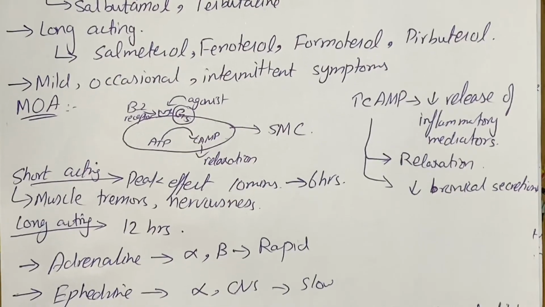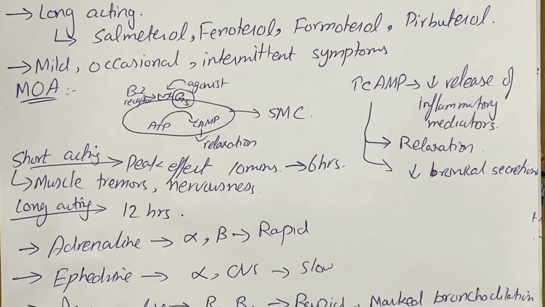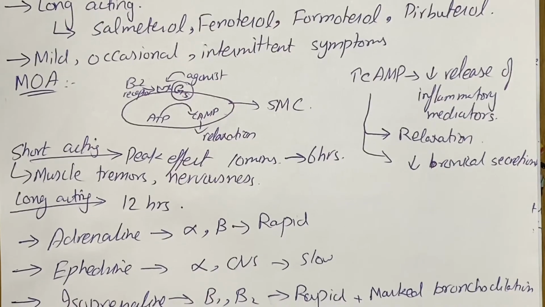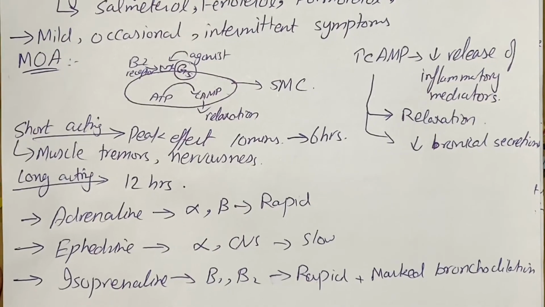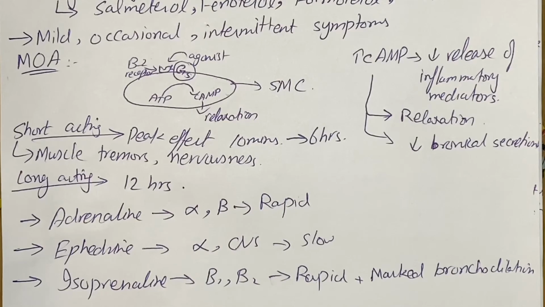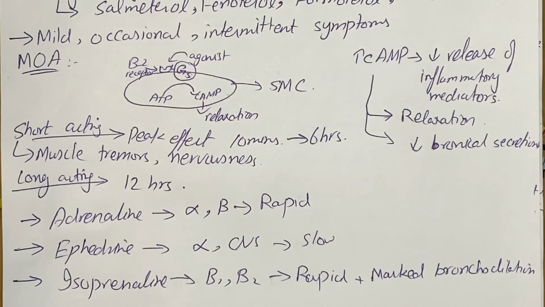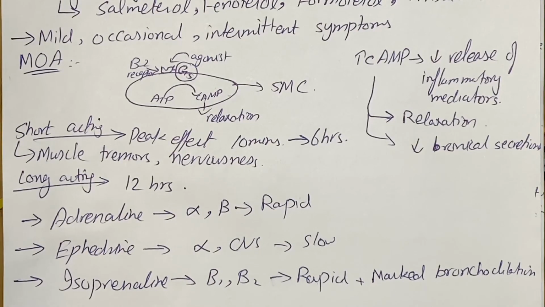And now if we talk about non-selective beta agonist, it includes adrenaline, which has alpha and beta activity, non-selective activity actually, and it showed rapid bronchodilatory effect. And next agent, that is ephedrine, it also has activity on alpha as well as on CNS, but it has slow mild bronchodilatory effect. So the next agent is isoprenaline, which also has non-selective beta activity, but it do not have any of the alpha activity. So this agent is also having rapid as well as marked bronchodilatory activity.